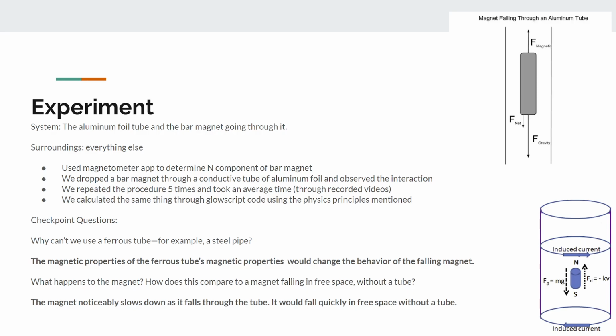And some questions. What if we used a ferrous tube instead of an aluminum non-ferrous tube? Essentially, the tube's magnetic properties would have changed the behavior of the falling magnet, changing our observations. Then what happened to the magnet, especially in comparison to it falling in free space? The magnet noticeably slows down as it falls through the tube, and in free space it would quickly fall because there'd be no forces acting on it.